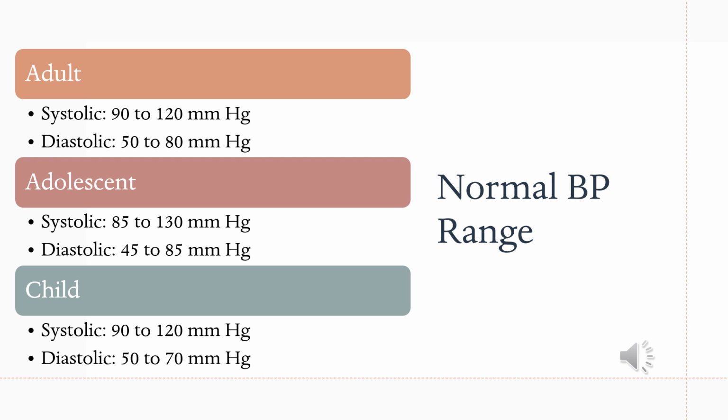Normal adult range for blood pressure would be a systolic measurement of 90 to 120 millimeters of mercury over a diastolic number of 50 to 80 millimeters of mercury. Any numbers within this range in combination of systolic over diastolic are considered acceptable. An adolescent range for systolic is 85 to 130 millimeters of mercury and a diastolic of 45 to 85 millimeters of mercury. For a child, a systolic range of 90 to 120 millimeters of mercury over a diastolic of 50 to 70 millimeters of mercury is considered acceptable.